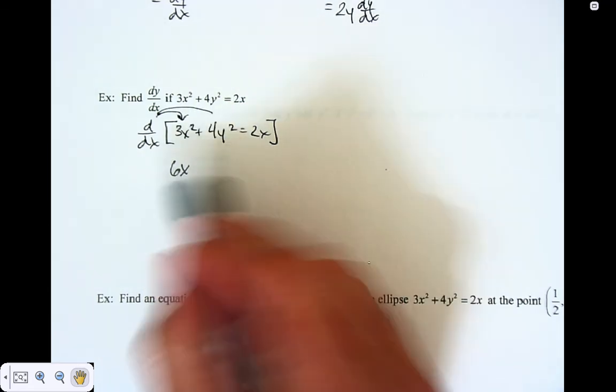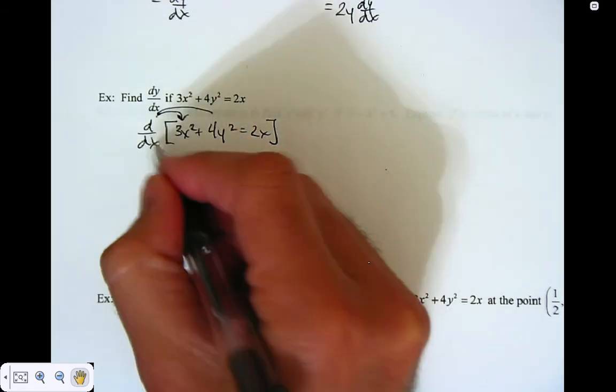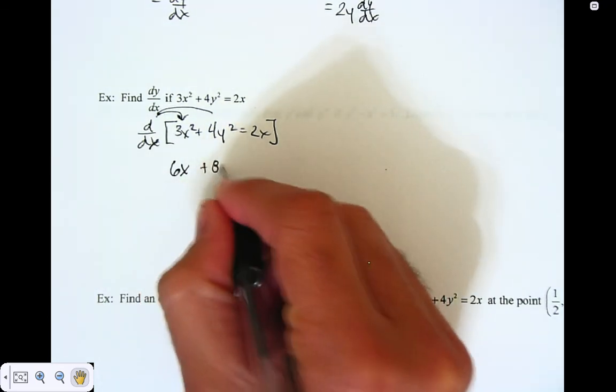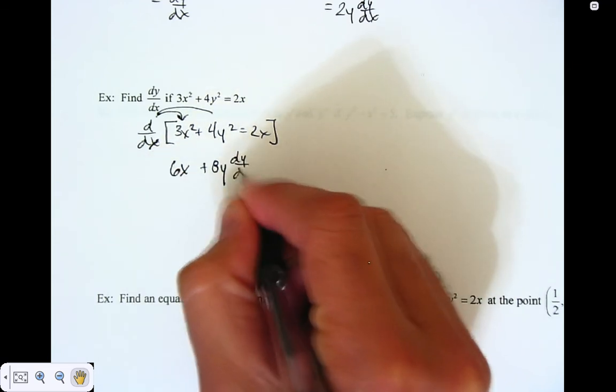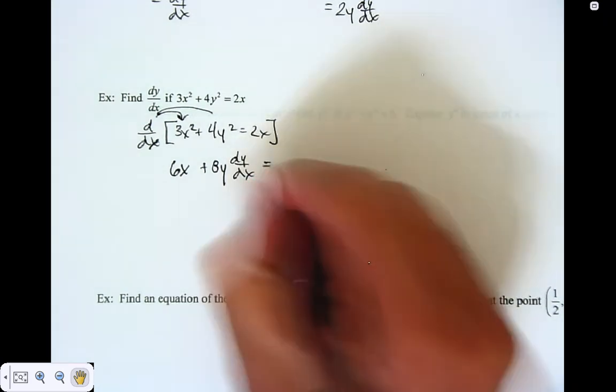But here, when we take the derivative with respect to x, the y doesn't match the dx part. And so we still do our power rule. 2 times 4 is 8 times y to 1 smaller, but I have to add in dy/dx because that doesn't match that. Okay, hopefully it's starting to get a little easier.